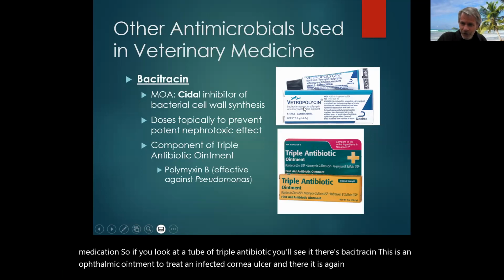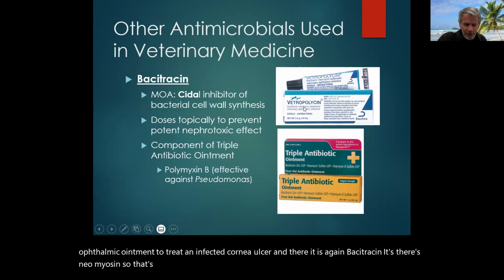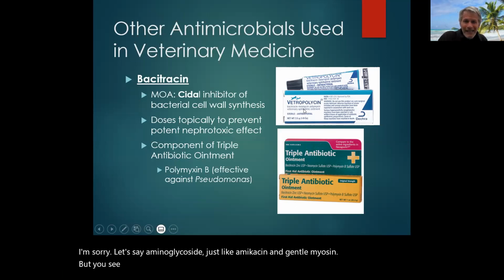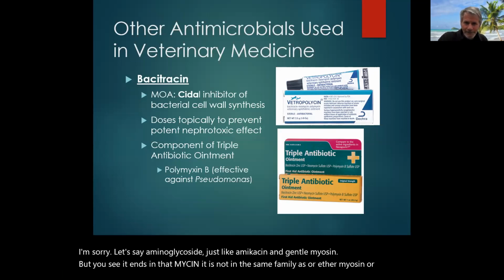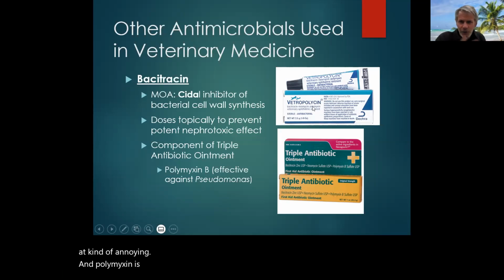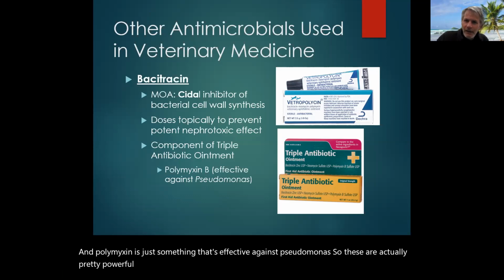There's neomycin, so that's an aminoglycoside, just like amikacin and gentamicin. But you see, it ends in that MYCIN. It is not in the same family as erythromycin or azithromycin. That's kind of annoying. And polymyxin is just something that's effective against Pseudomonas. So these are actually pretty powerful little antibiotics you have in your bathroom drawer.